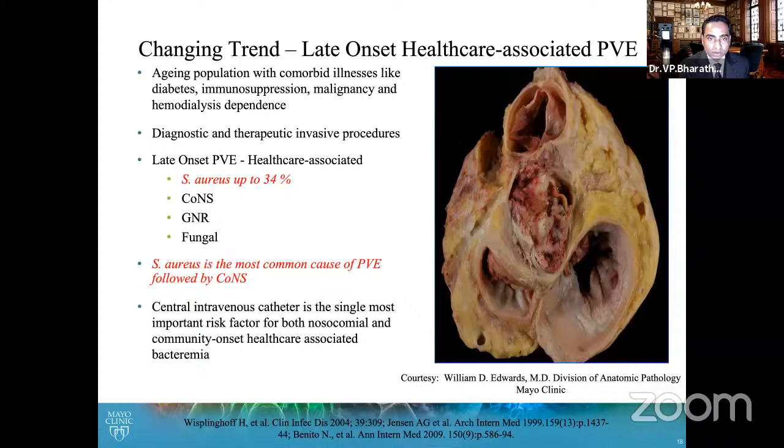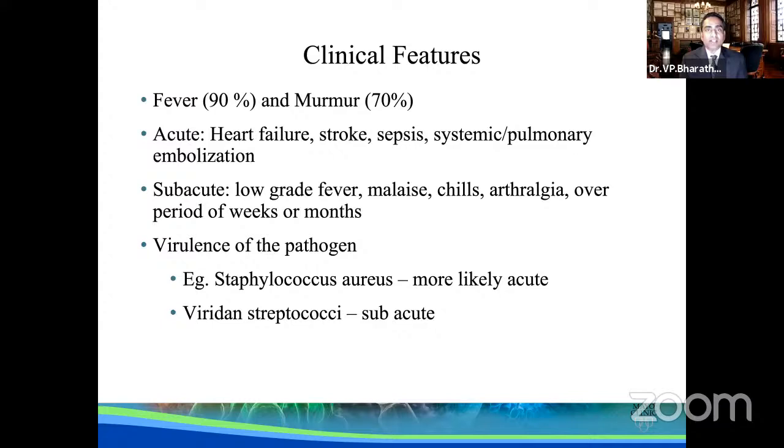Okay. So let's talk about the clinical features. The two important features are fever and a heart murmur, and they are present in about 90 and 70% respectively. And if it's complicated, patients may present with heart failure, stroke, sepsis, or signs of embolization.